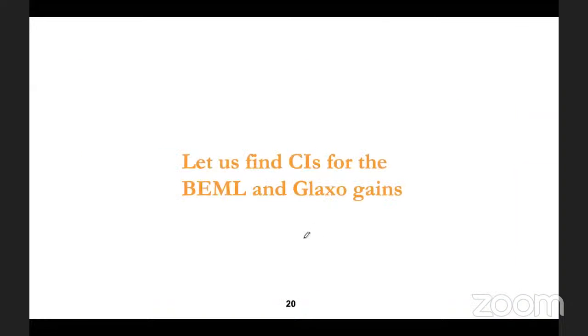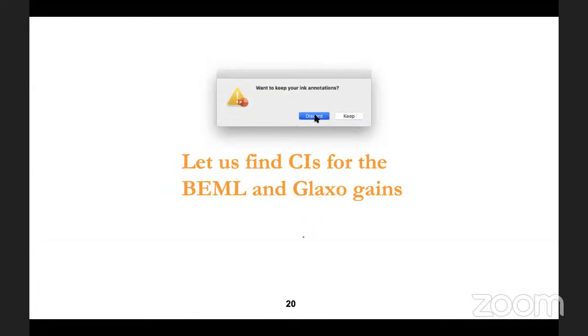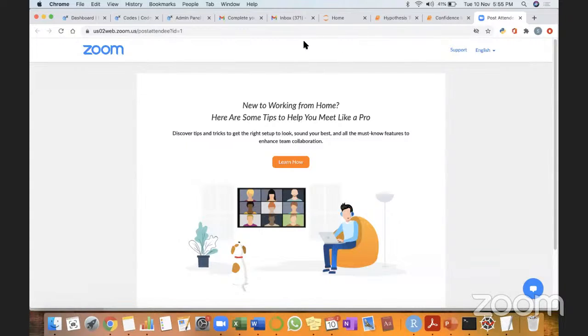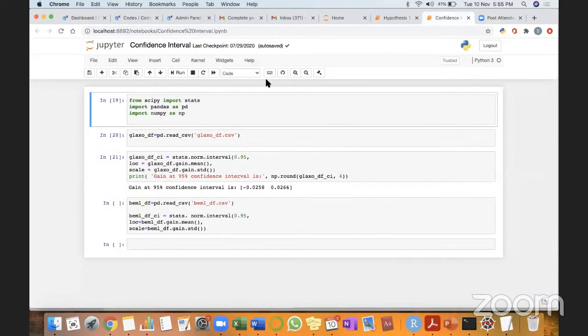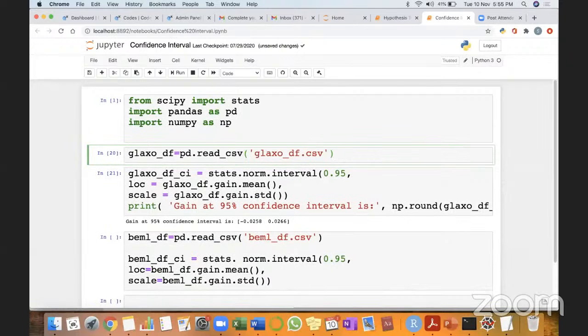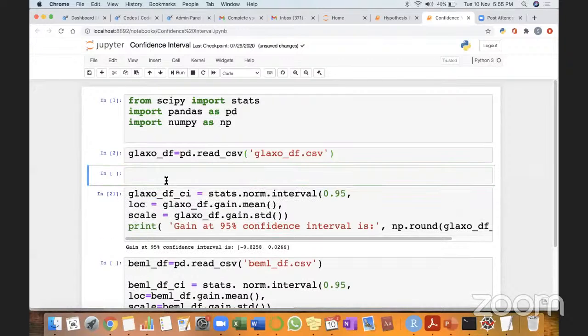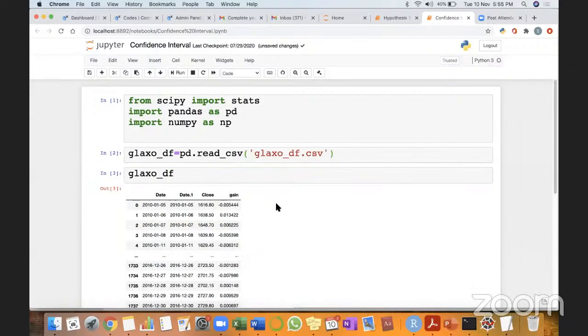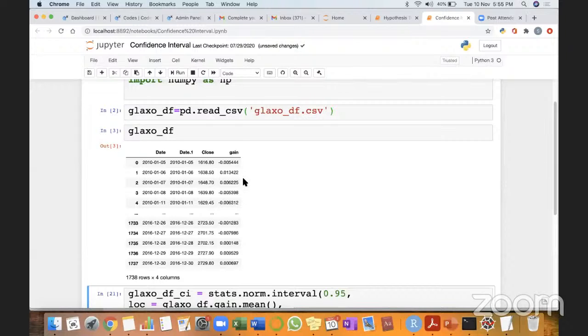All right. Now let us find the confidence intervals for the examples that we discussed yesterday, the stock prices for BEML and Glaxo gains. We computed the gains yesterday, the gains from BEML as well as Glaxo. Let us compute confidence intervals for these two gains. Load these libraries, and the Glaxo data frame we have loaded. Let me show you this data set. These are the data, and we are going to compute the confidence intervals for these gains.